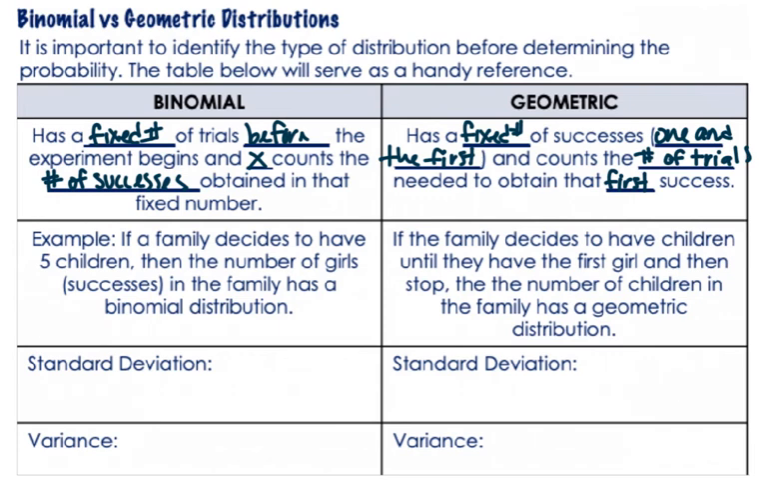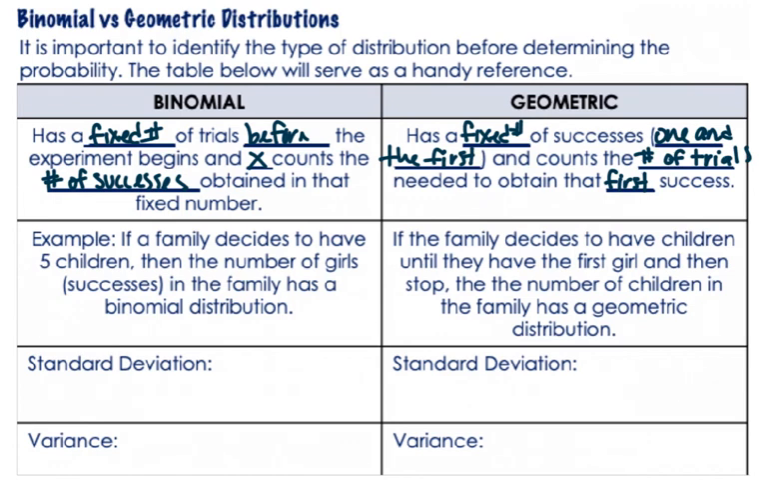Alright, so an example of binomial: if a family decides to have 5 children, then the number of girls, which are your successes in the family, has a binomial distribution, because you're either going to be a boy or girl. Geometric: if the family decides to have children until they have the first girl and then stop, then the number of children in the family has a geometric distribution.